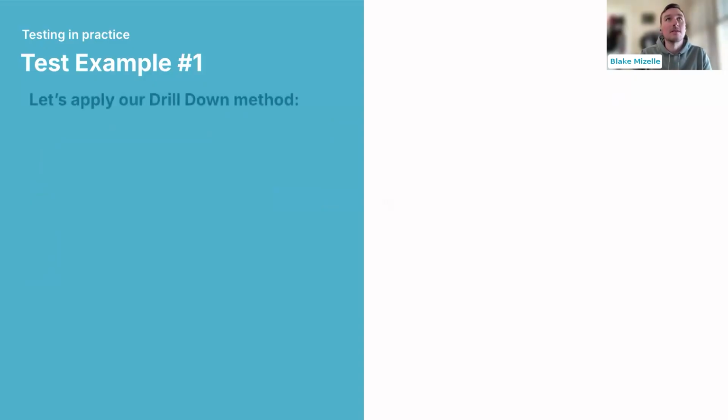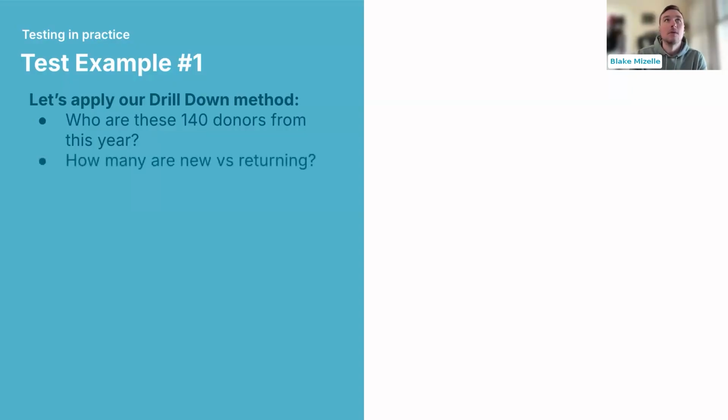All right, let's step through this. And for this one, we're going to use the drill down method just to find us a place to get started. So the 140 donors from this year's Giving Tuesday campaign, who are they? Well, how many of them are new? Is this their first year giving to us versus returning? Maybe they've given in a previous year's campaign. And if there are some differences in those counts, what happened to last year's donors?